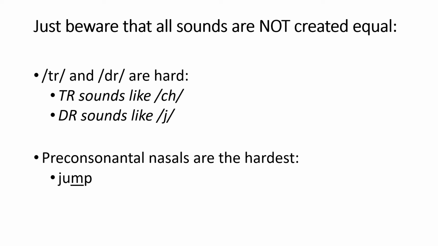In the word jump, the letter m is a preconsonantal nasal, or it's the letter m, n, or ng that comes before another consonant sound. Students often have difficulty hearing that there is another consonant sound when they've got a preconsonantal nasal. Similarly, in the word lunch, the letter n is a preconsonantal nasal. That's a very hard sound for students to hear when they are beginning.